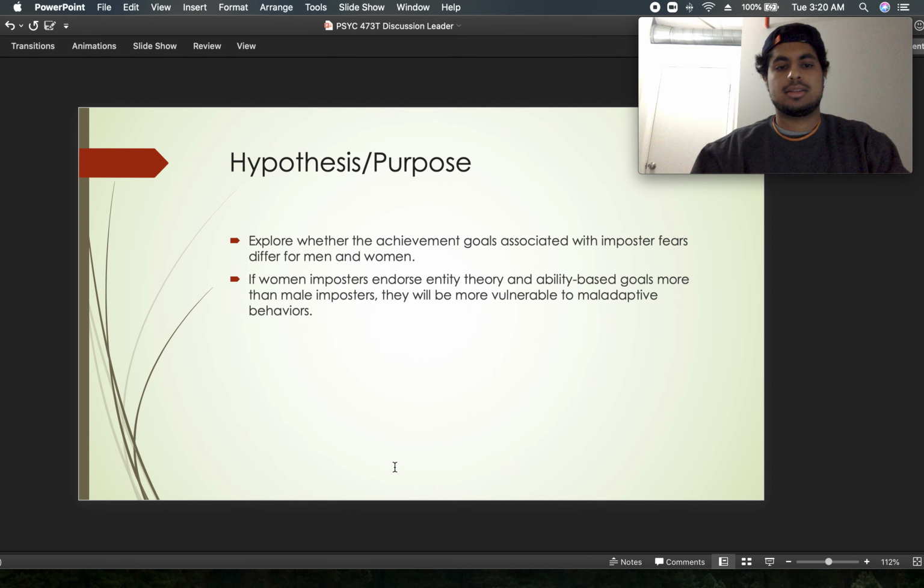So, this leads to the hypothesis and the purpose of the study. The purpose was to explore whether the achievement goals associated with imposter fears differ for men and women, because, like I said earlier, gender is a huge part of the study. And the hypothesis is that if women imposters endorse entity theory and ability based goals more than male imposters, they will be more vulnerable to maladaptive behaviors.